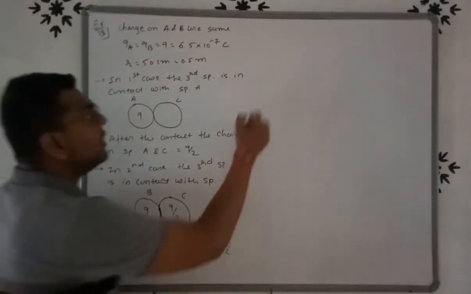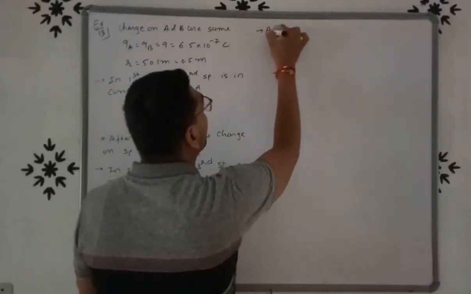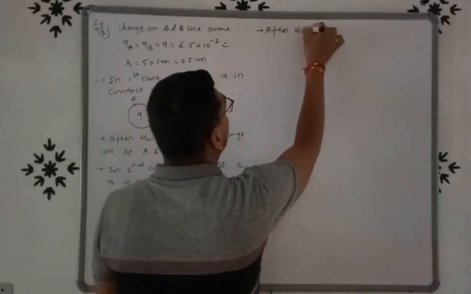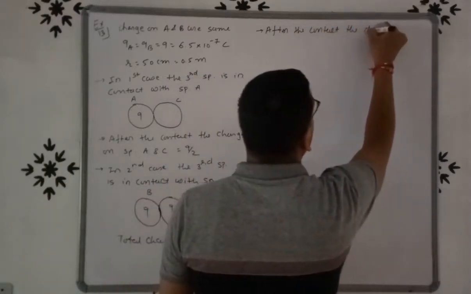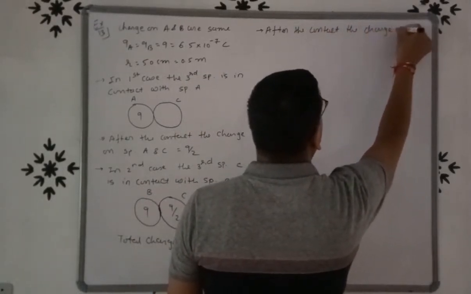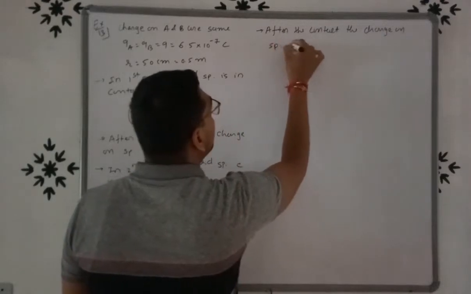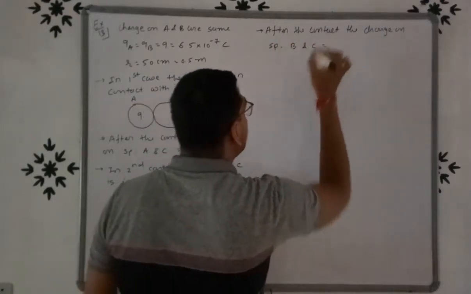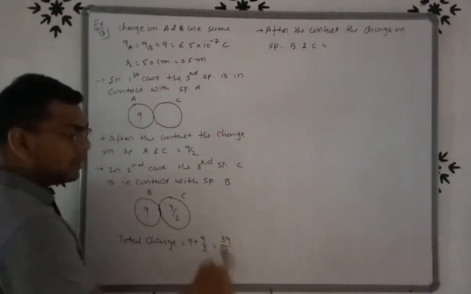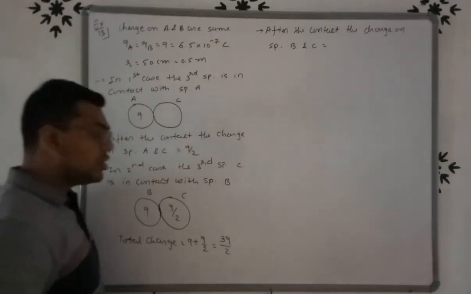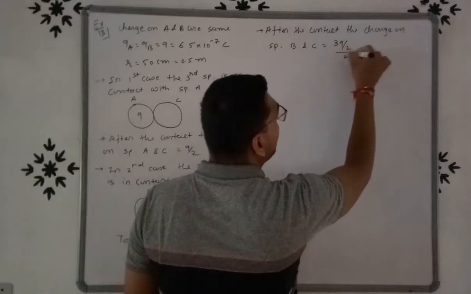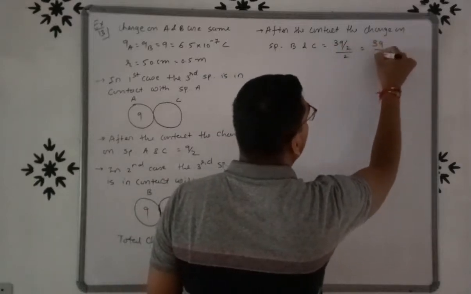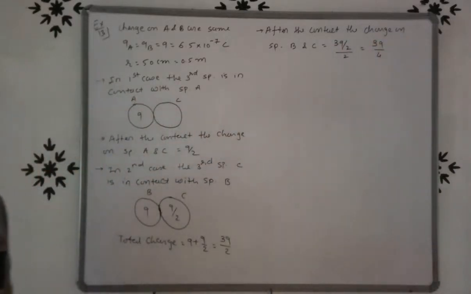So after the contact, the charge on spheres B and C is equal to 3Q by 4, since the total charge is distributed equally: 3Q by 2 by 2 gives 3Q by 4.